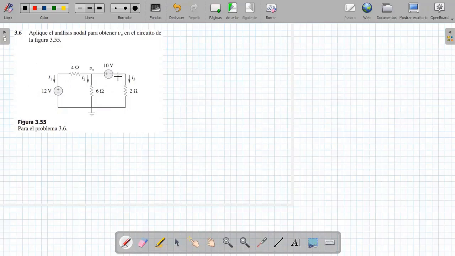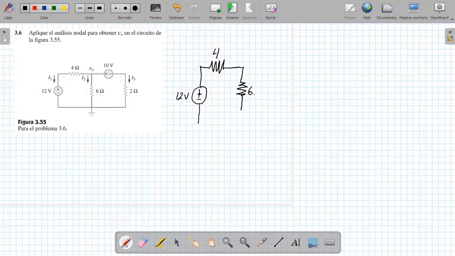As I had previously told you, sometimes the book recommends it. What I recommend is to redraw the circuit in such a way that it can be better understood. If I draw it, I will obtain this. Here I have the 12-volt voltage source. Then comes a resistance of 4 ohms, and here a resistance of 6 ohms.